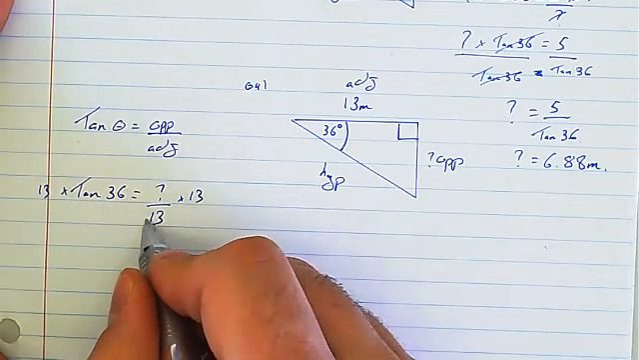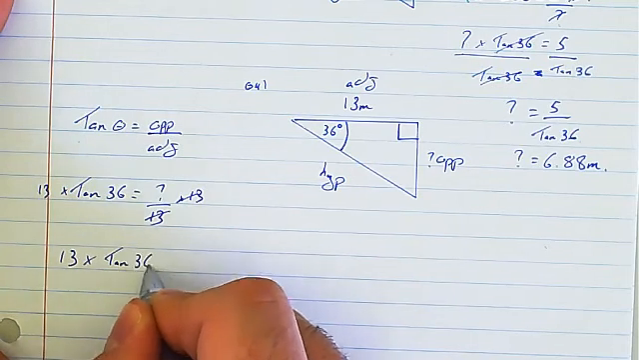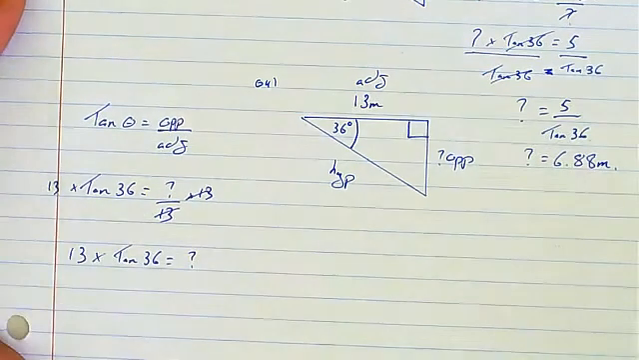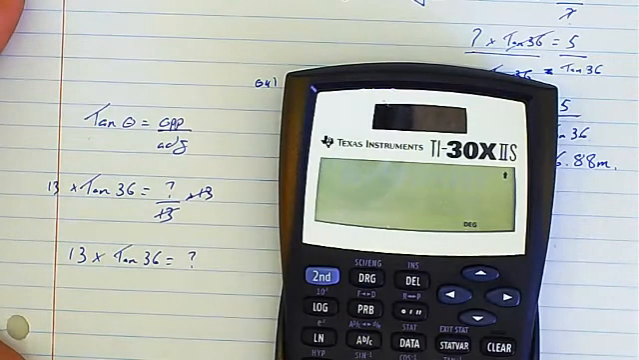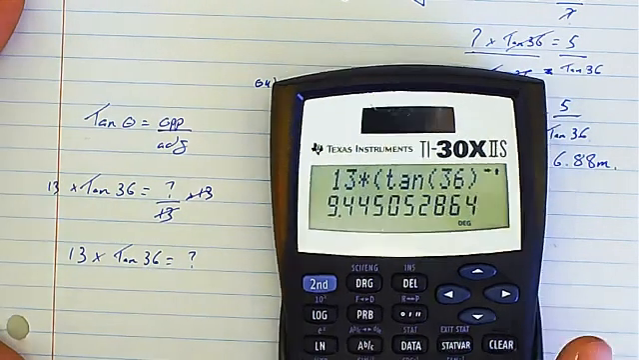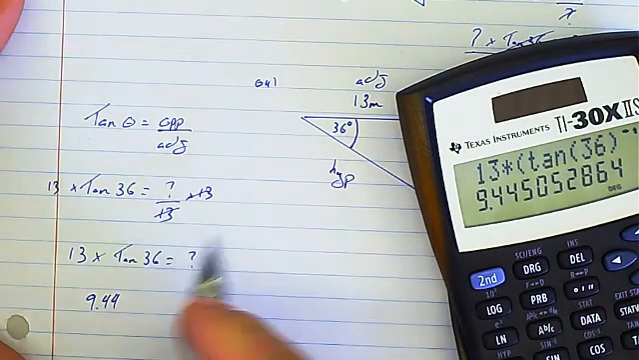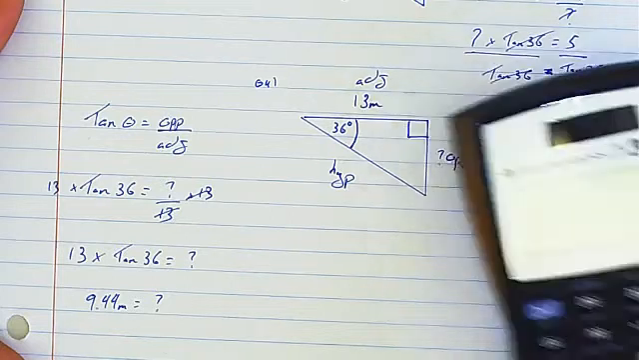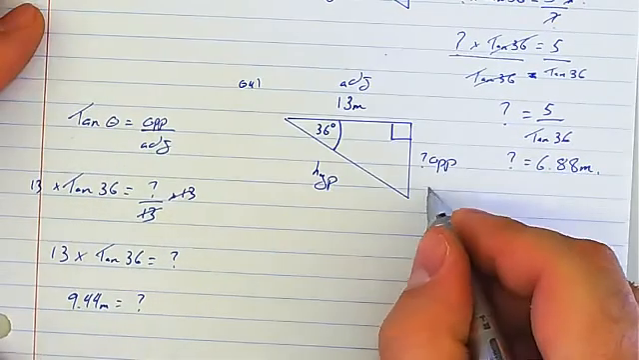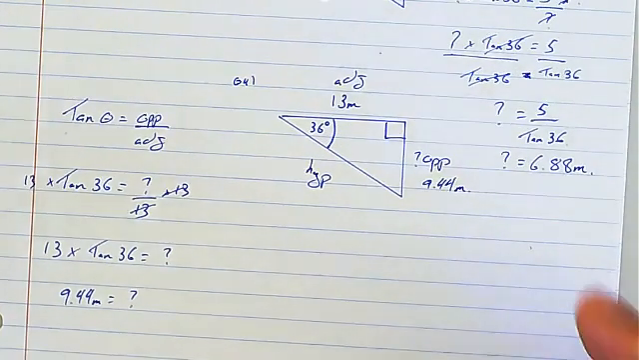Now again, trying to get our unknown by itself. In this case here, a little bit easier if I times both sides by 13. I'm left with 13 times tan of 36 equals my unknown. In my calculator, if I go 13 times bracket tan of 36, closing the brackets, I'm left with an opposite length of 9.44 meters is my unknown. So this would technically be 9.44.